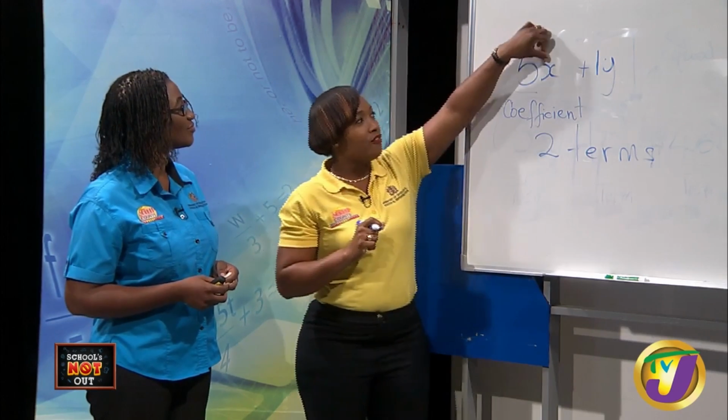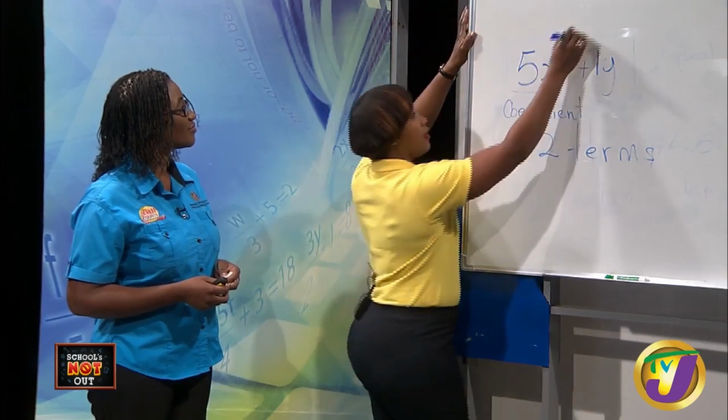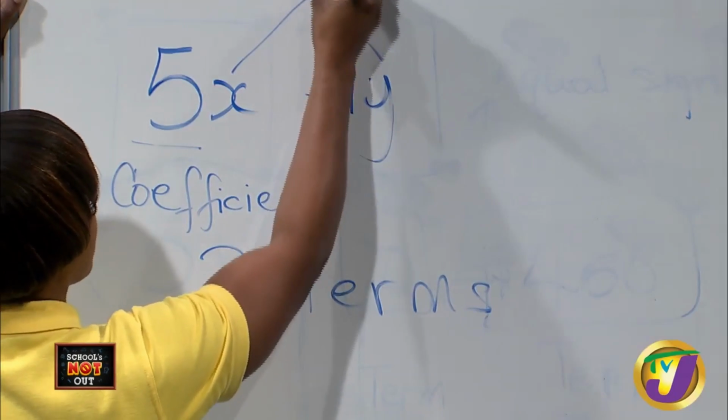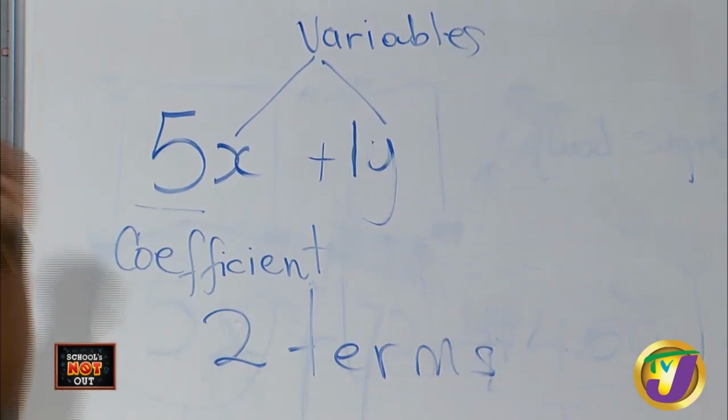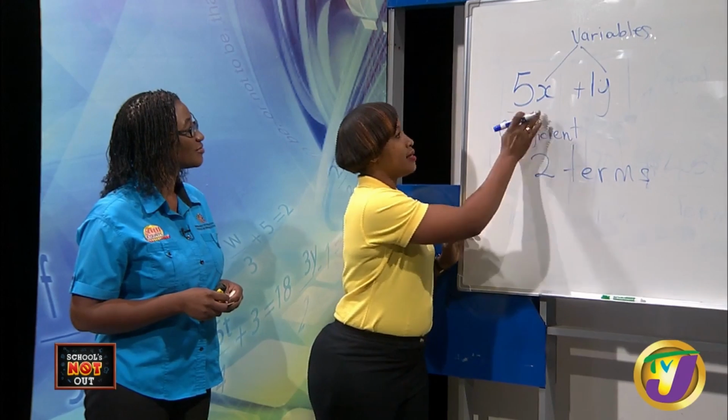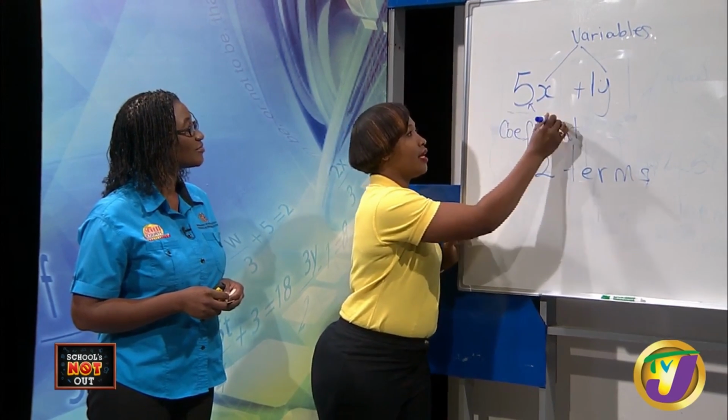So your variables are your x and y, while your coefficients in this instance are your 5 and your 1. Did I get that? That's right.